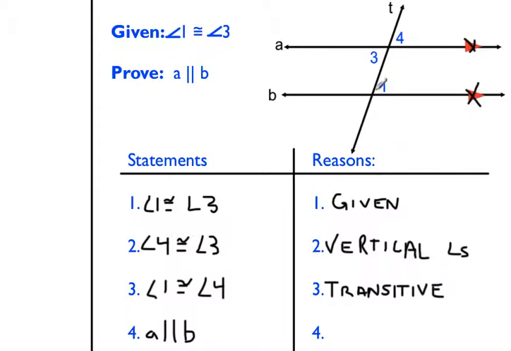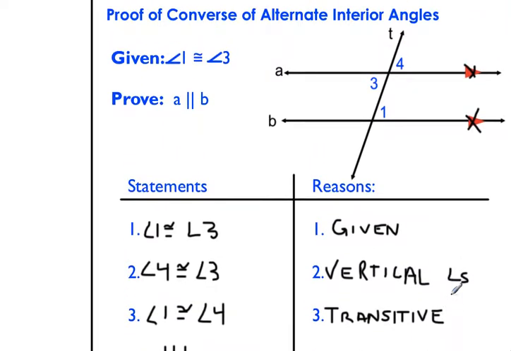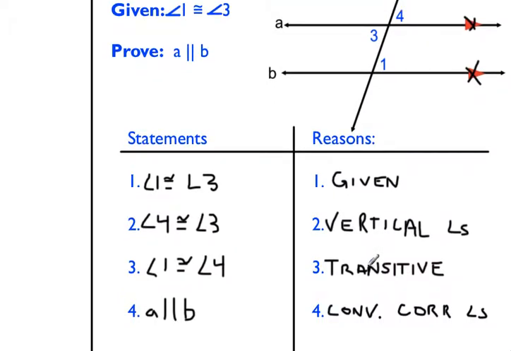So finally, if I know that 1 and 4 are congruent, then those appear to be corresponding angles. So A must be parallel to B by the converse of corresponding angles. We're going to use shorthand again because otherwise we'll be here all night. All right. So that is the proof of the converse of alternate interior angles. I'll scroll back down so you can see the reasons.